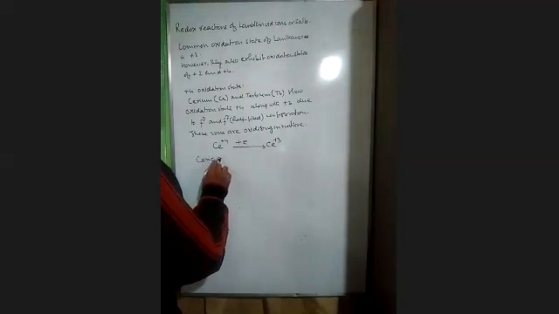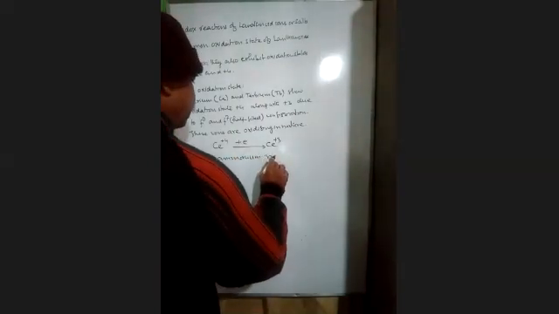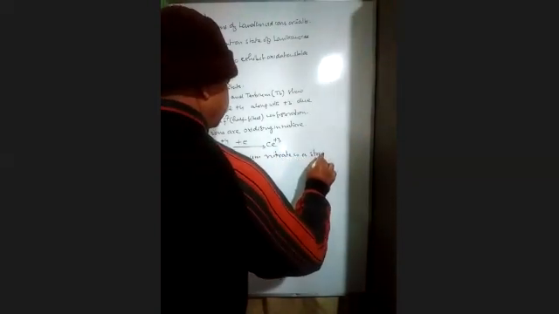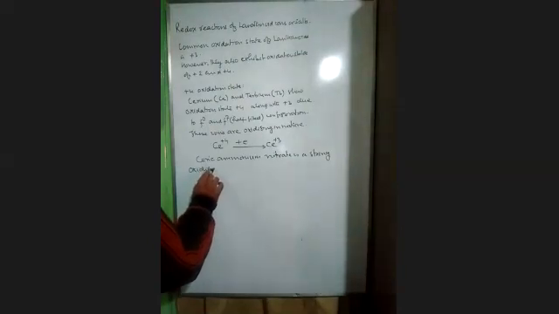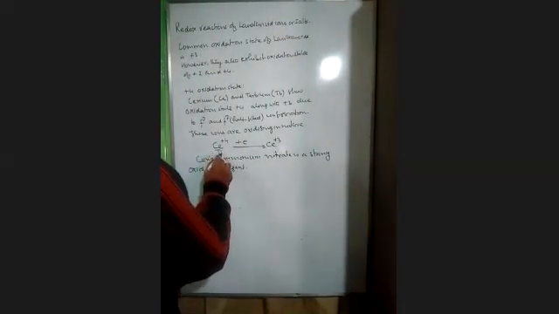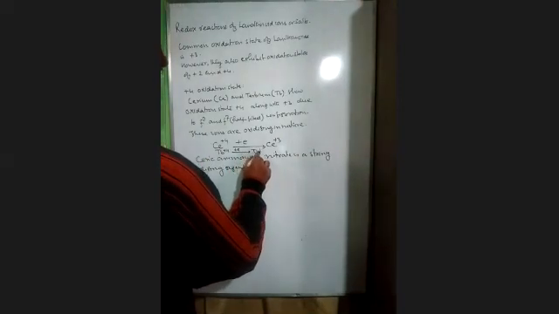Ceric ammonium nitrate is a strong oxidizing agent. Please remember for your entrance exam, dear. So both terbium 4+ and cerium 4+ are strong oxidizing agents. If you wish, you can write here: Tb4+ plus electron gives Tb3+.